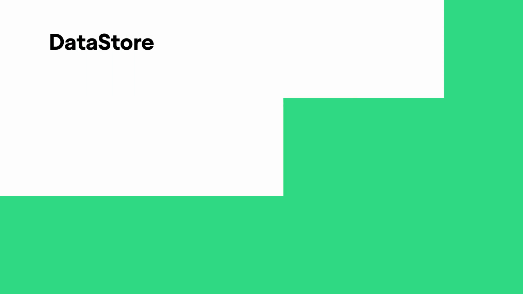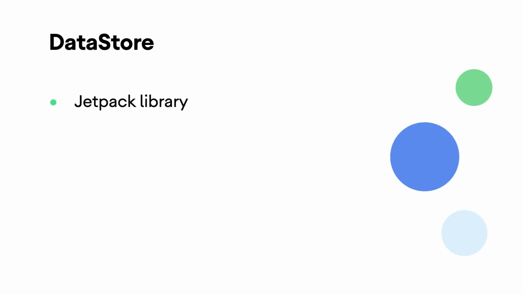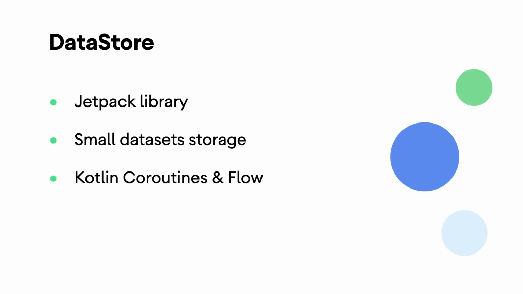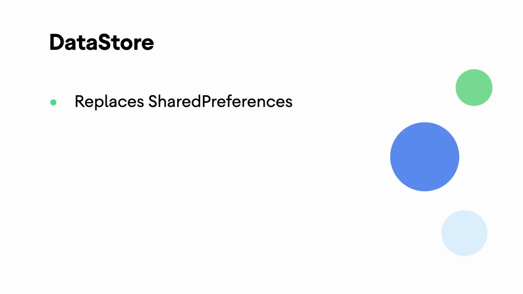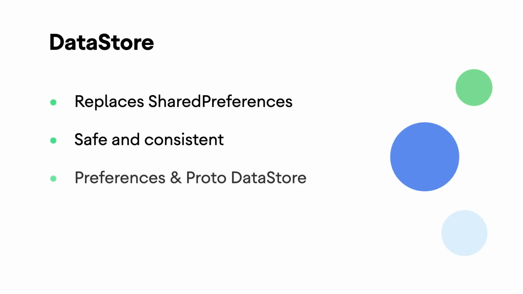DataStore is a Jetpack library that provides a safe and consistent way to store small amounts of data, such as preferences or application state. Based on Kotlin coroutines and Flow, which enable asynchronous data storage. It aims to replace shared preferences, as it is thread-safe and non-blocking. It provides two different implementations, Proto DataStore, which stores typed objects backed by protocol buffers, and Preferences DataStore, which stores key value pairs.